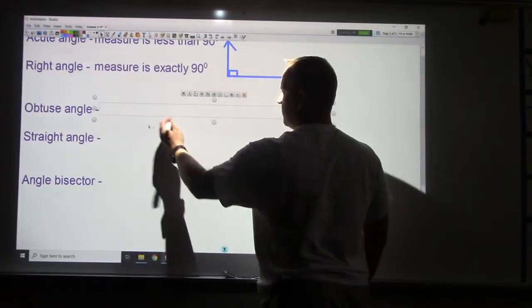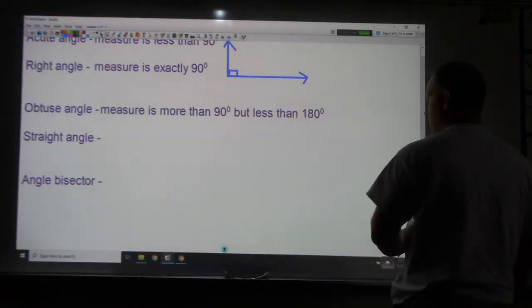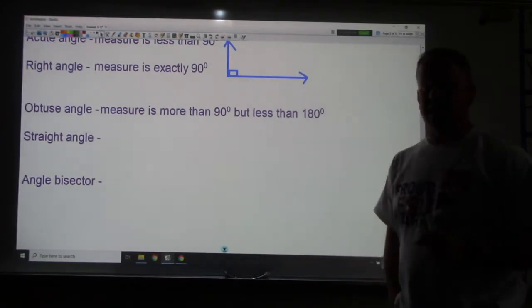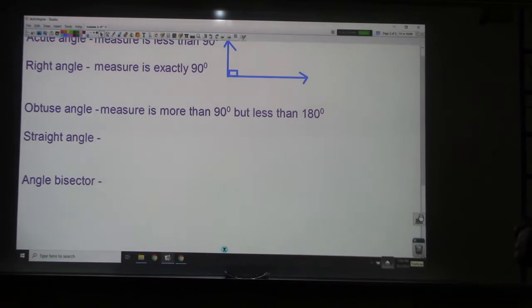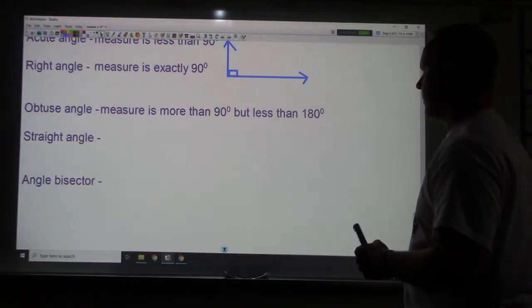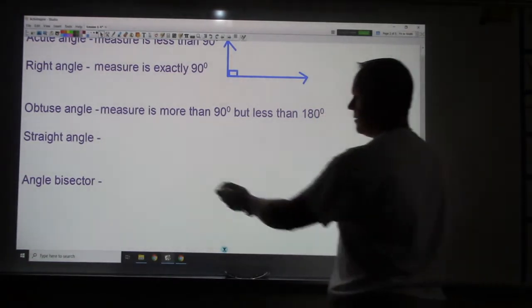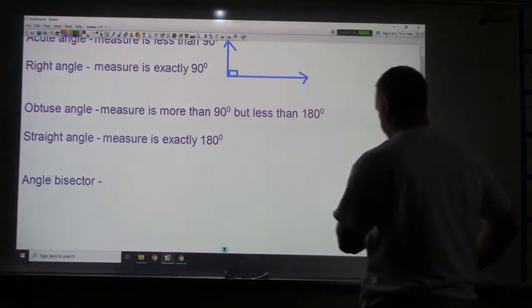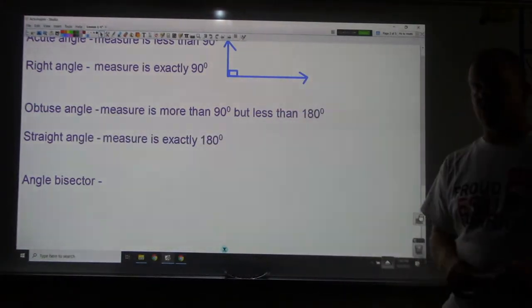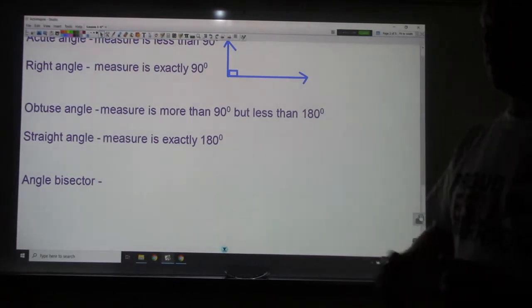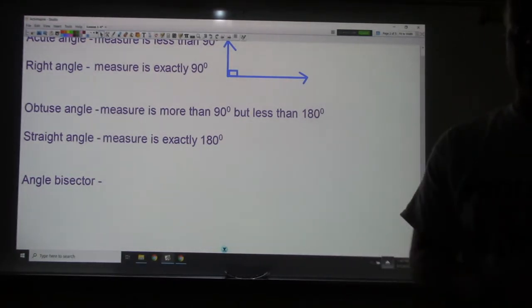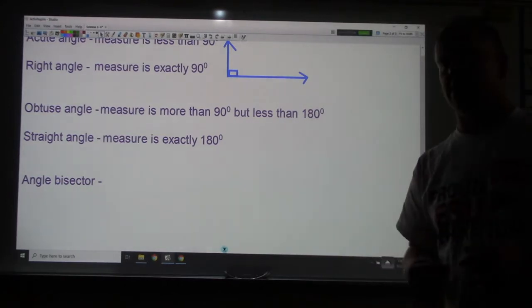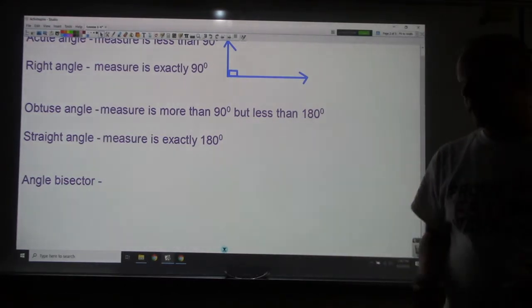Obtuse angle is more than 90 degrees, but less than 180. It does have its breaking point. So it's more than 90, but less than 180. Because once I hit 180, I have now what is a straight angle. A straight angle is formed by opposite rays, so therefore if you have a straight angle, it actually forms another line.